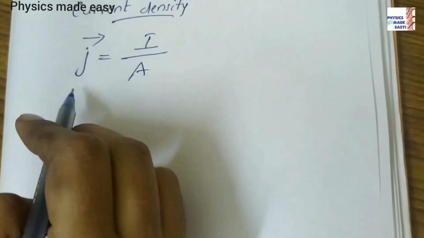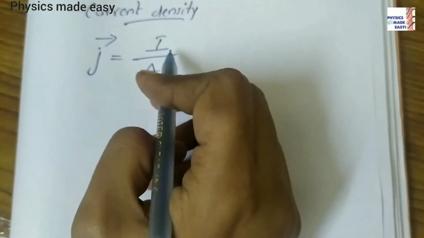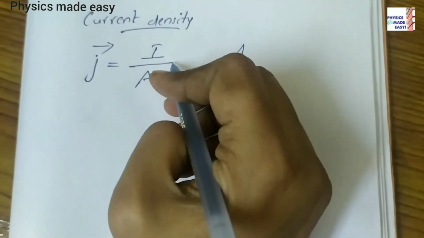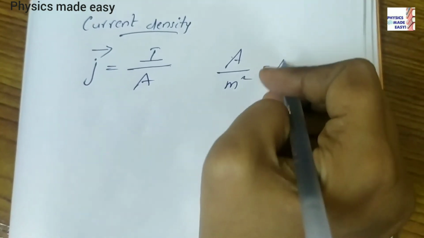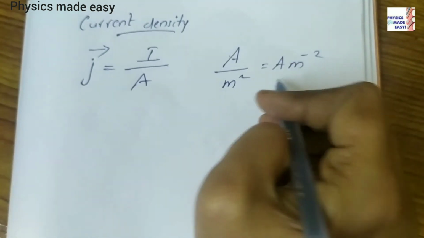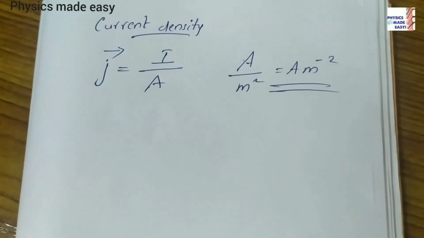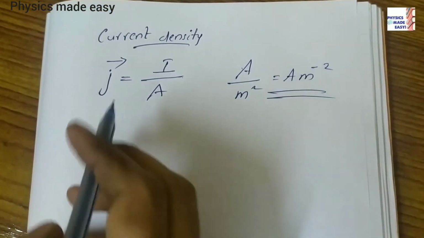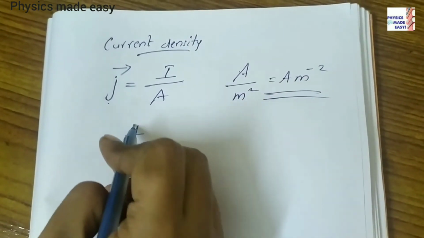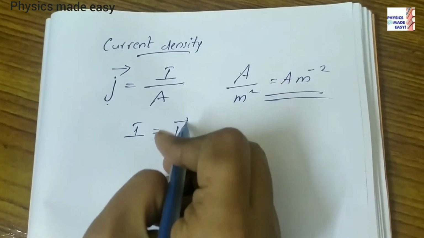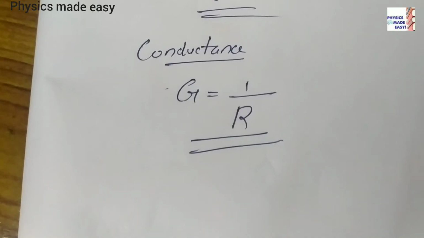Then what is the unit of this current density? Ampere is the unit of current, divided by the unit of area, meter square. So we can write this as A m raised to minus 2. That is the SI unit of current density. Then here you can see J is equal to I by A, so in general we can write I is equal to J dot A.